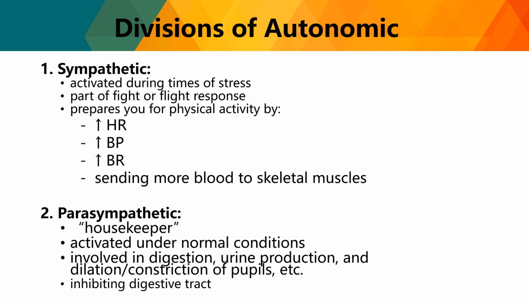But when you say parasympathetic, this is housekeeper. It is activated under normal conditions like involved in your digestion, urine production, and dilation or constriction of your pupils. So it's inhibiting digestive tract. Okay, so it actually gives you the normal conditions in your body.